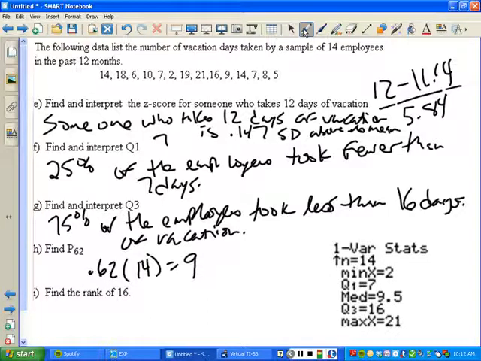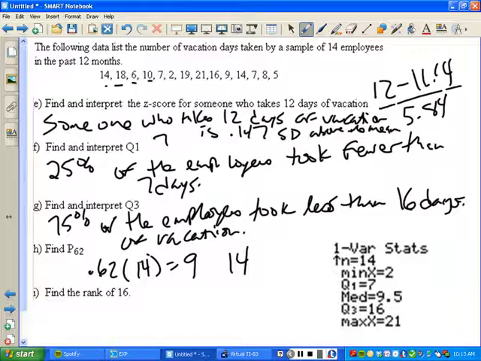Now you got to count 9 places. Be careful. Don't go like this, 1, 2, 3, 4. No. That's like a server who brings you all your drinks and then spills them on you when they get there. Nice effort, horribly bad result. Put them in order first, then count 9 places. When you put them in order and count 9 places, what do you get? I'm running out of time. 14. If I had to interpret that, 62% of the employees took less than 14 days of vacation.